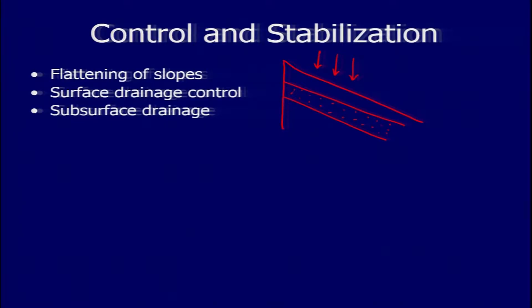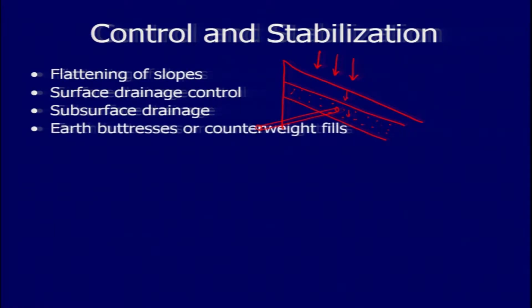Another one is subsurface drainage. Even if you are not able to control the percolation of the water, one can put a perforated pipe here and drain out the water as early as possible. So, you can control this through this type of technique. Then you have the earthen buttress, or you can put the counterweight fill. This we will discuss quickly.